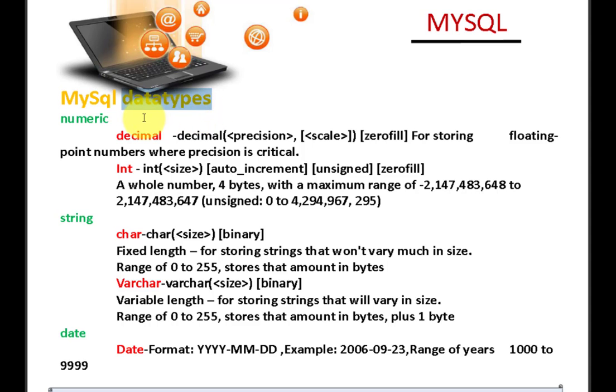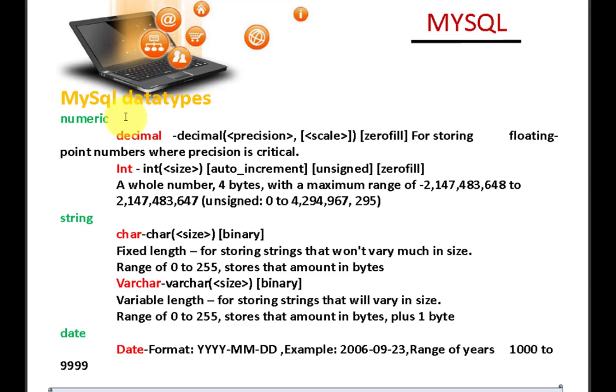In MySQL, we have mainly these three data types: numeric, string and date. We have more, but we will first discuss these data types. Numeric, string and dates. When we create our tables, we will use these data types.